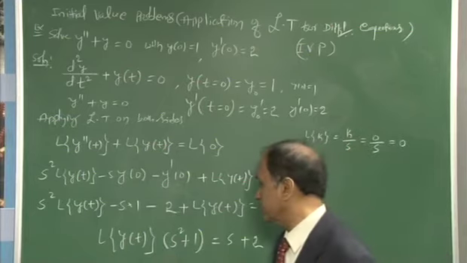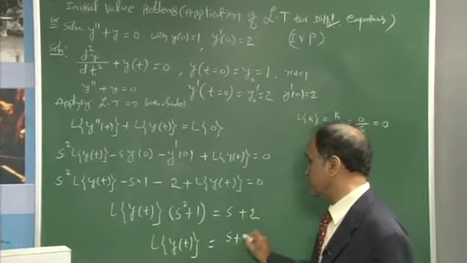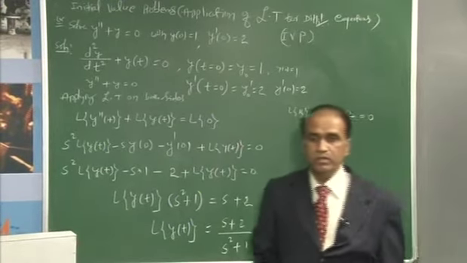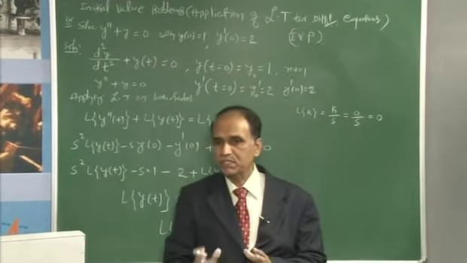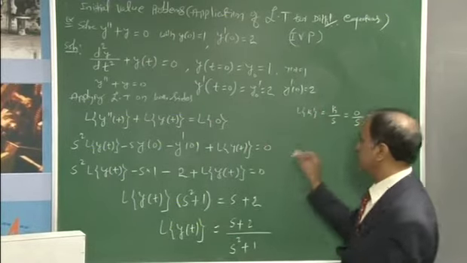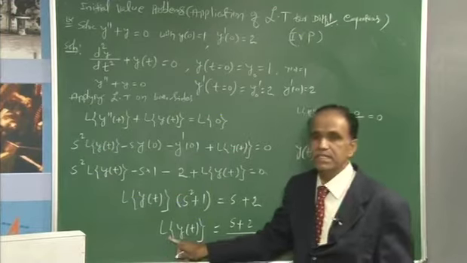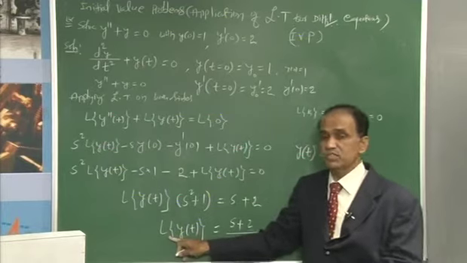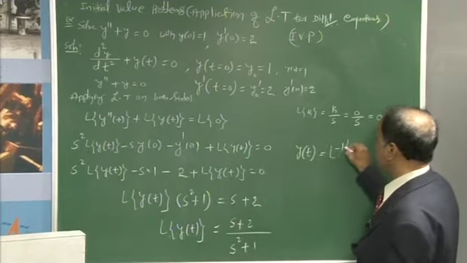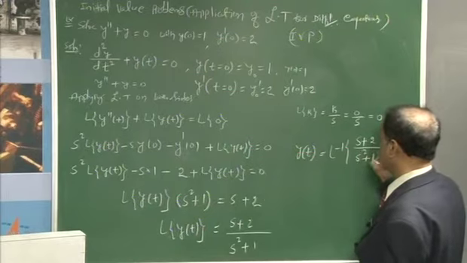Then L of y of t is equal to s plus 2 divided by s square plus 1. Now this is still in the form of the Laplace transform operator. To separate y of t, shift this operator to the right side, that is L inverse. Otherwise, operate L inverse on both sides. In either way, y of t is equal to L inverse of s plus 2 divided by s square plus 1.